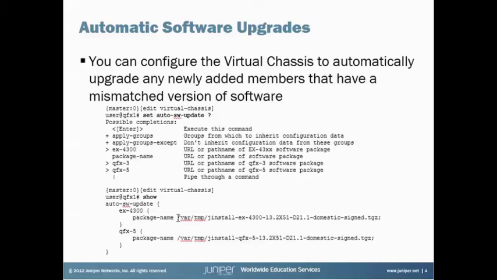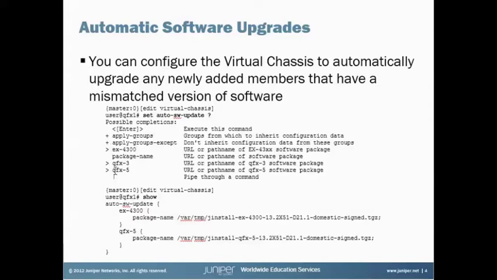It's there that you would put in the name and location of the jinstall files that will be used to upgrade any members. Now this location could be off the box, but if it is on the virtual chassis fabric, it needs to be on the master RE. So here I've said it's under var temp for both of these.